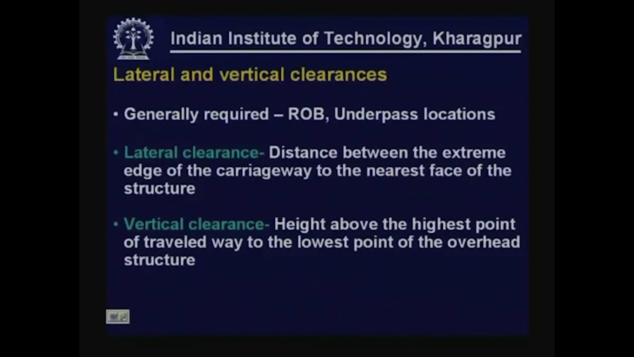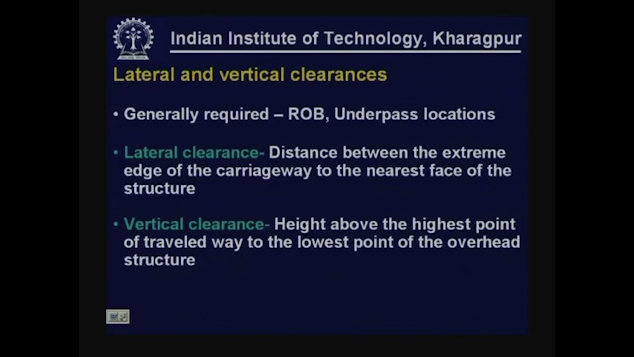Similarly, the vertical clearance is defined as the height above the highest point of travelled way to the lowest point of the overhead structure. So, the highest point of travelled way or the carriageway to the lowest point of overhead structure. Now, what is that distance? That is known as vertical clearance.